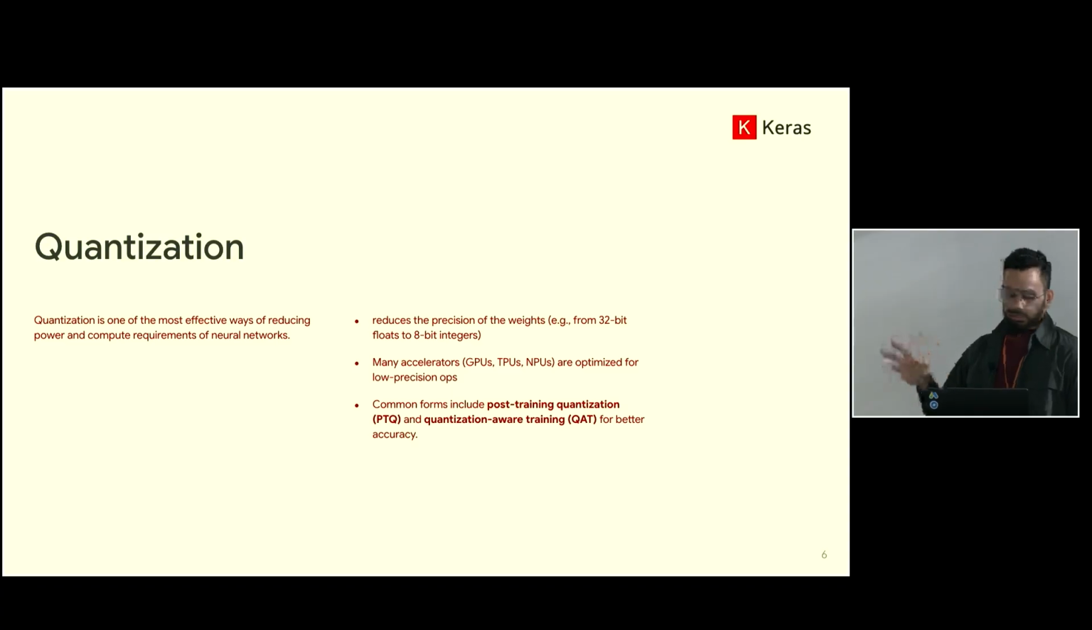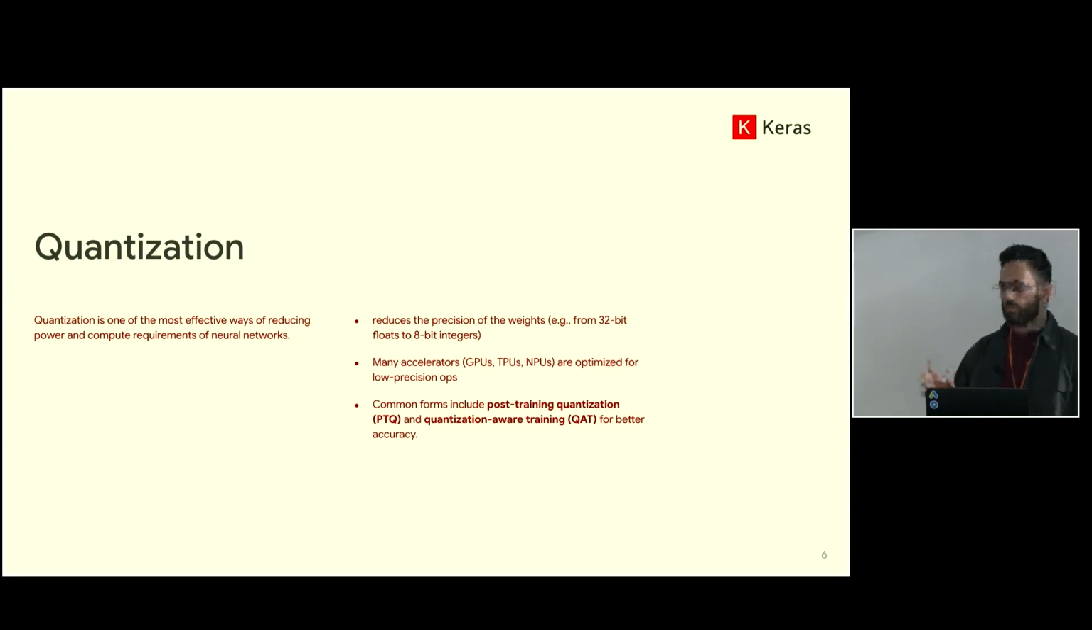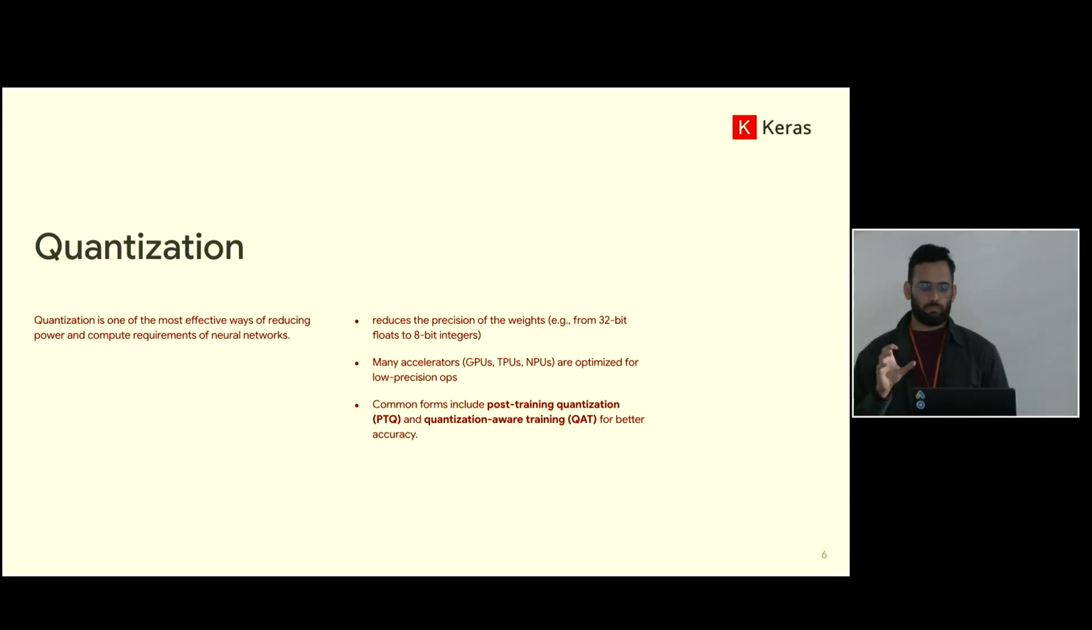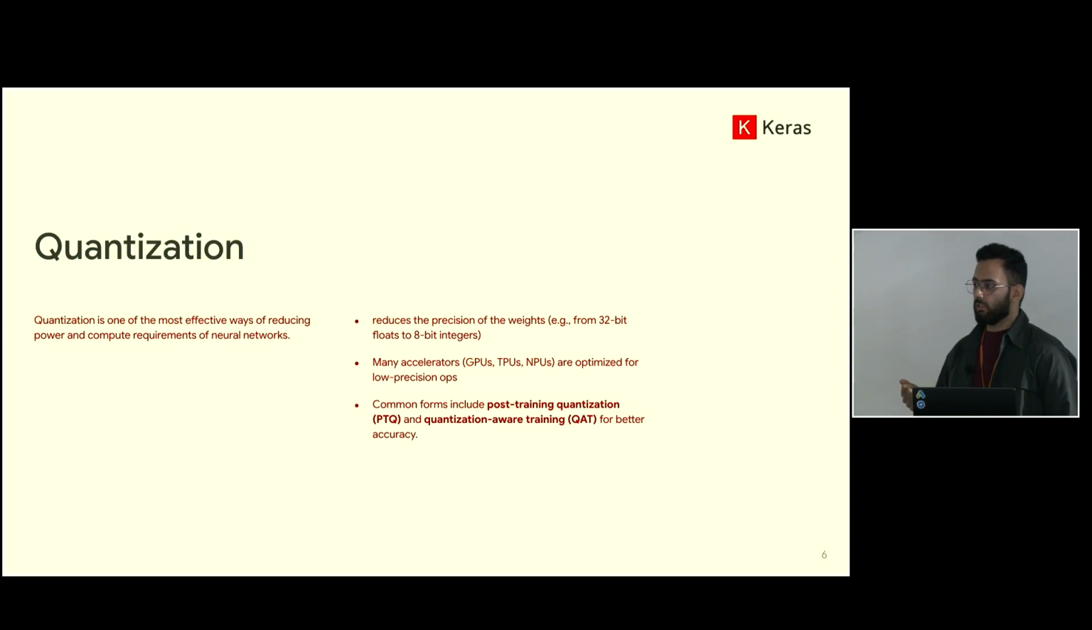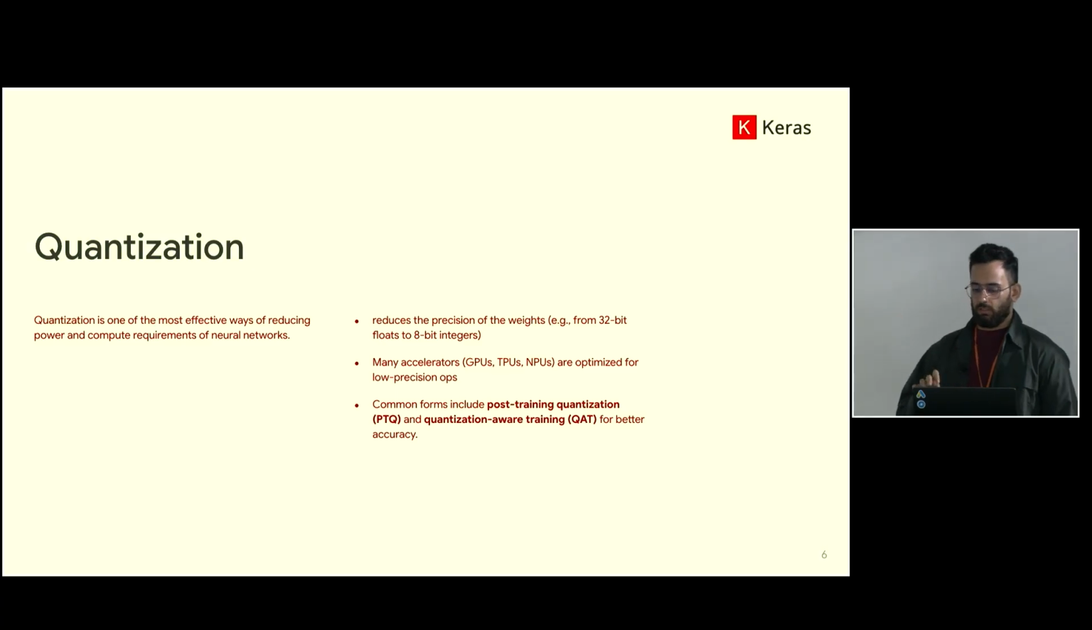So quantization is one of those ways which is super effective in reducing not only the power draw of your models, but also in reducing the latency. The main idea here is that the weights of your models, which are stored in high precision floating point numbers, you reduce the precision of these floating point 32-bit numbers or 16-bit numbers down to some lower precision fixed point format, something like an 8-bit integer, or even lower sometimes, which is like 4-bit integers.